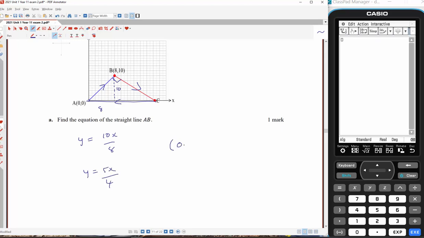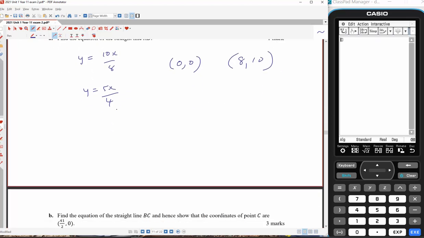You could also just punch it out with a gradient formula if you're not too sure. 8, 10, and 10 take away 0, 8 take away 0, et cetera. So do the y2 take y1 thing.